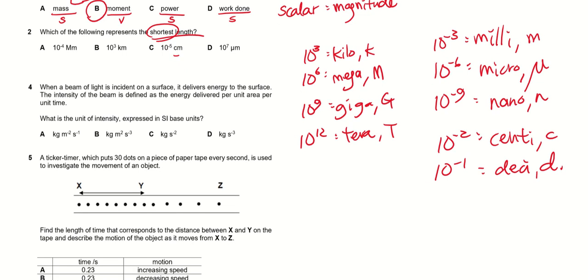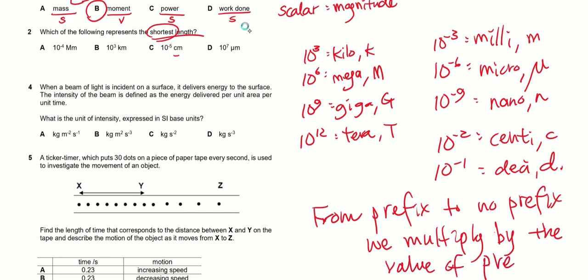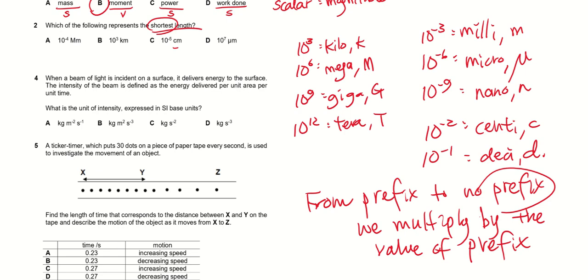As I was saying, you need to be able to manipulate. That means going from having a prefix to no prefix, we multiply by the value of the prefix. Firstly, you need to memorize the value of the prefix. Then you look at the question. If you are going from prefix to no prefix in the unit, we need to multiply by the value of the prefix. I'm going to use 10 to the power of minus 4 megameter.